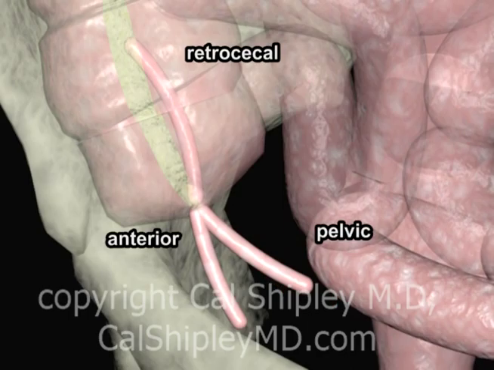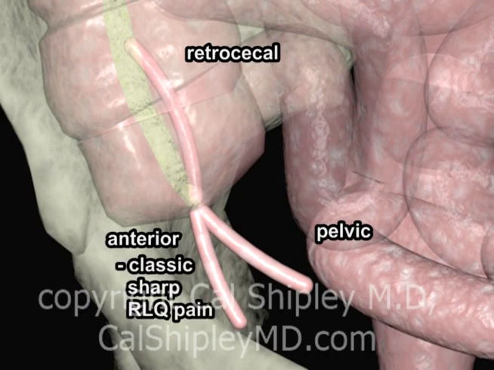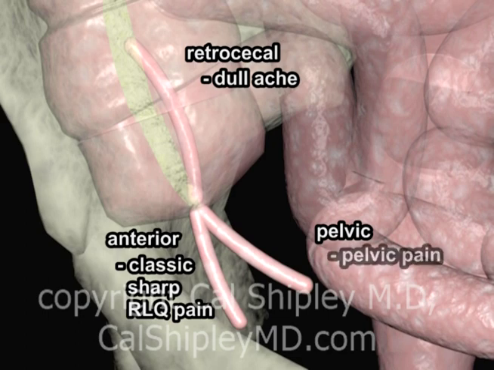The quality, intensity, and location of the pain may vary considerably depending on the location of the appendiceal tip. An inflamed appendix with the tip located anteriorly will cause the classic sharp right lower quadrant pain, whereas a retrocecal appendix may produce a dull ache, and an inflamed appendix with the tip located towards the pelvis may create the sensation of pelvic pain.